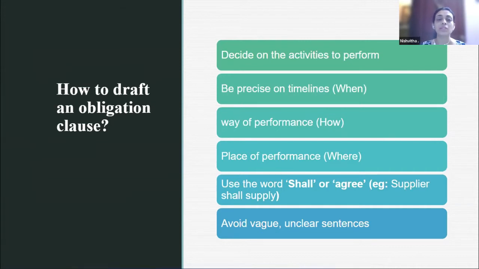Even there, the time is very important, because if you have an ambiguity in the time, it is very difficult for any person to perform their respective obligation. Next is how to perform. Under few circumstances, we completely allow the discretion of the service provider to render the service.